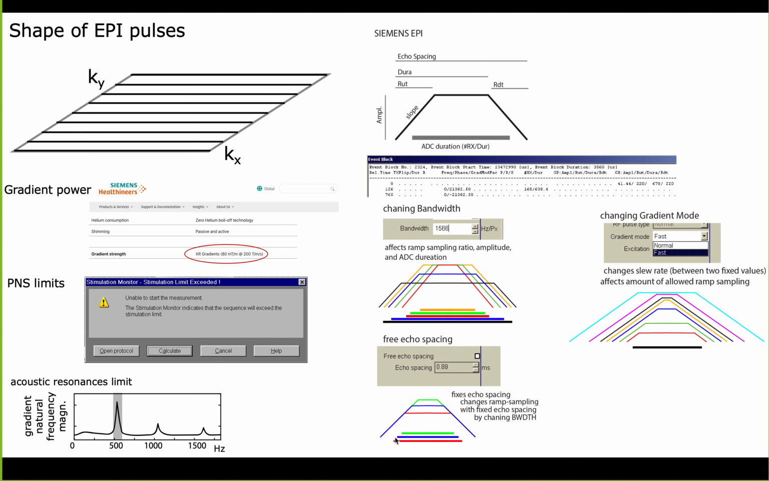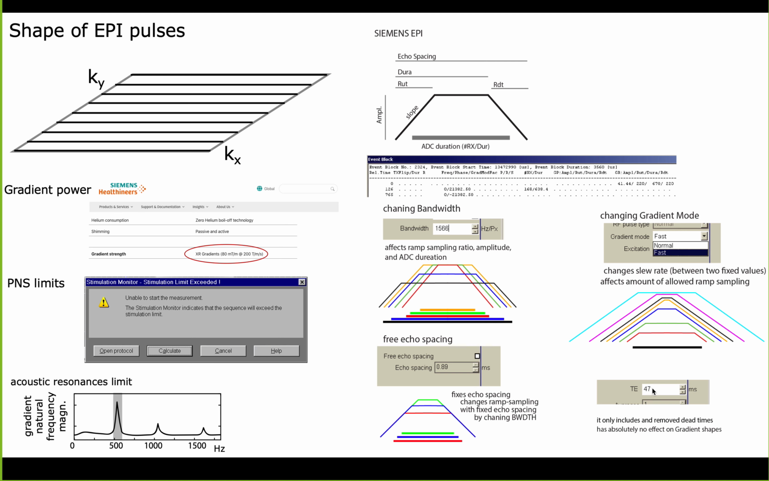And this, the speed of the switching, is usually not limited by the performance of the gradients and the amplifiers, but it's usually limited by internal limits of the EPI sequence. We can change this in the sequence, not continuously, but some sequences allow to change the slope of the gradient pulses, in binary fashion, to have it fast or normal, for example. Some sequences also have the fast option.